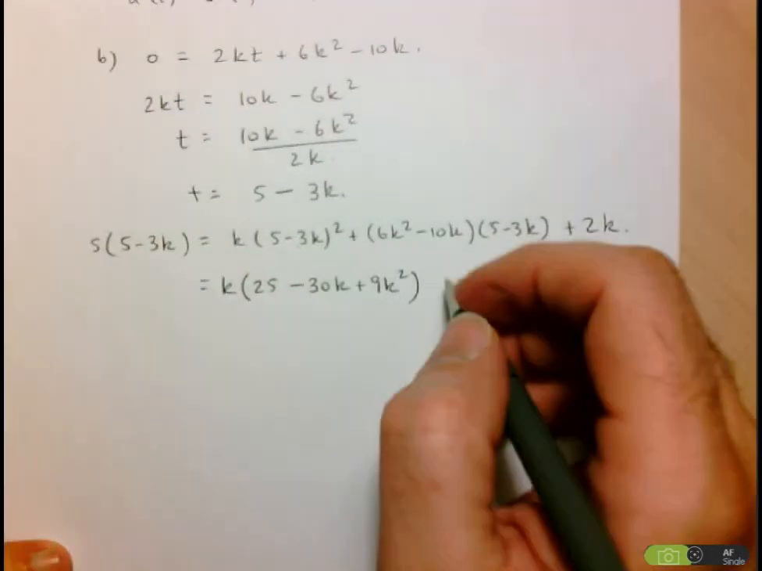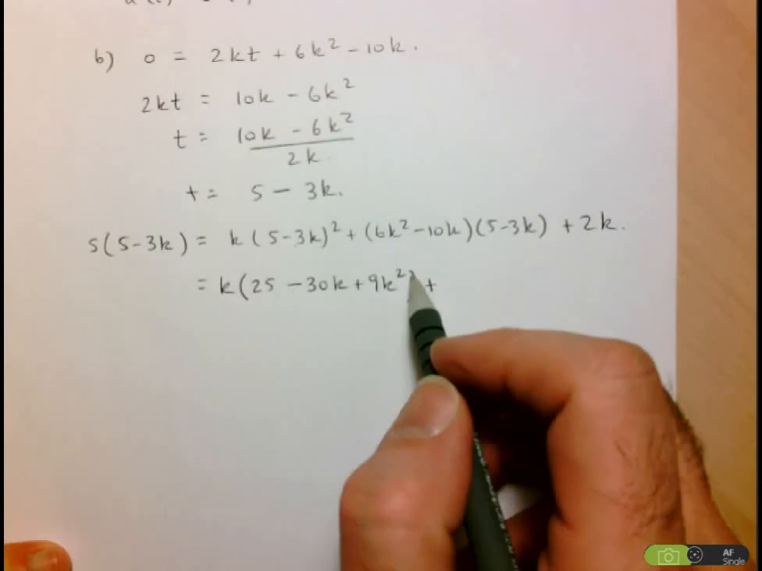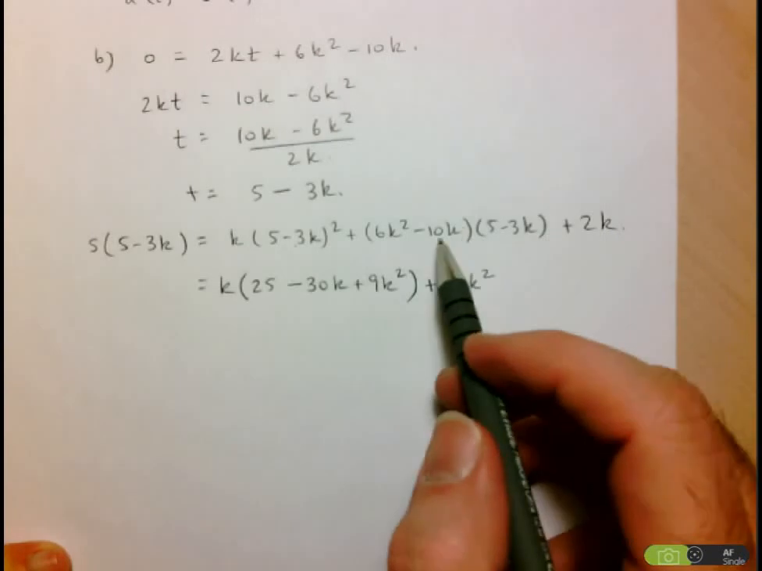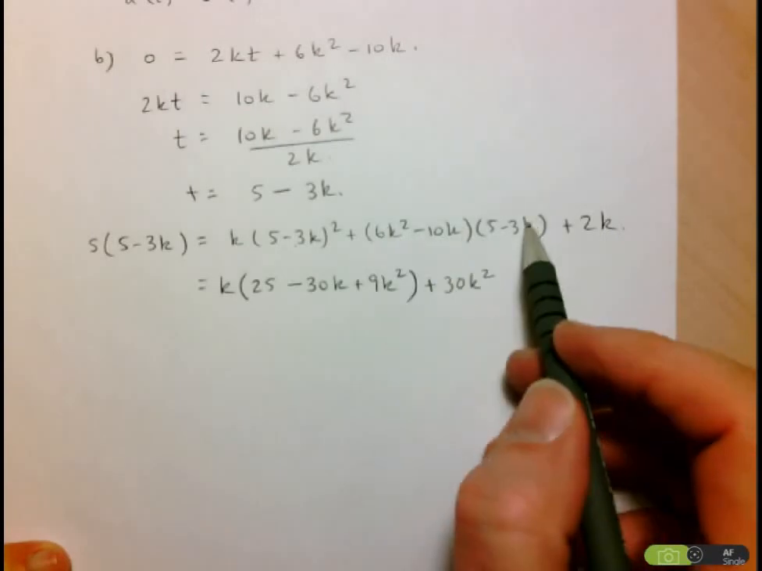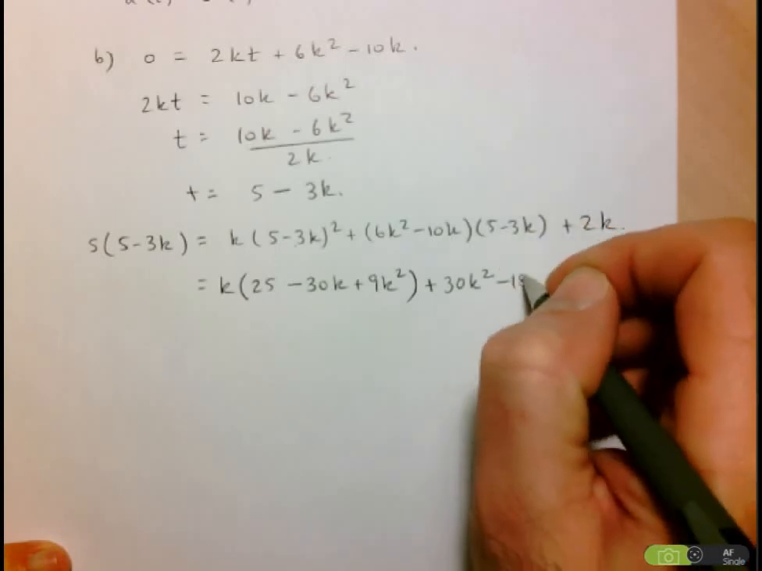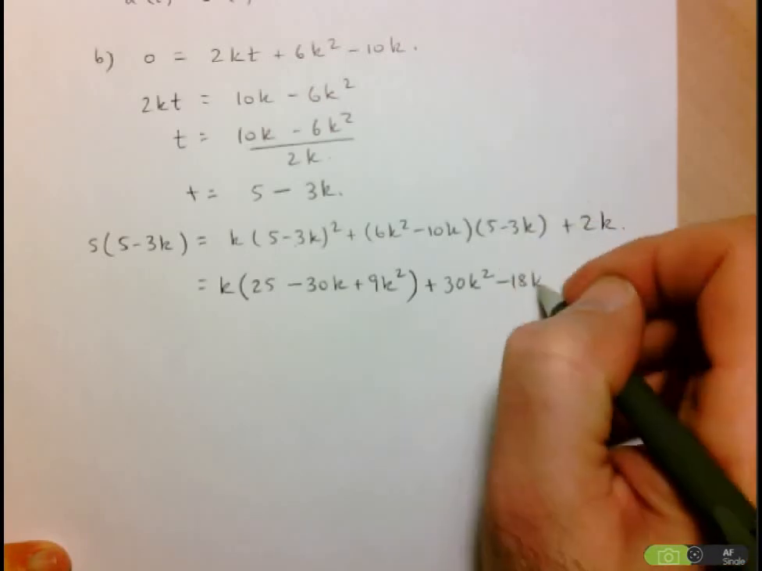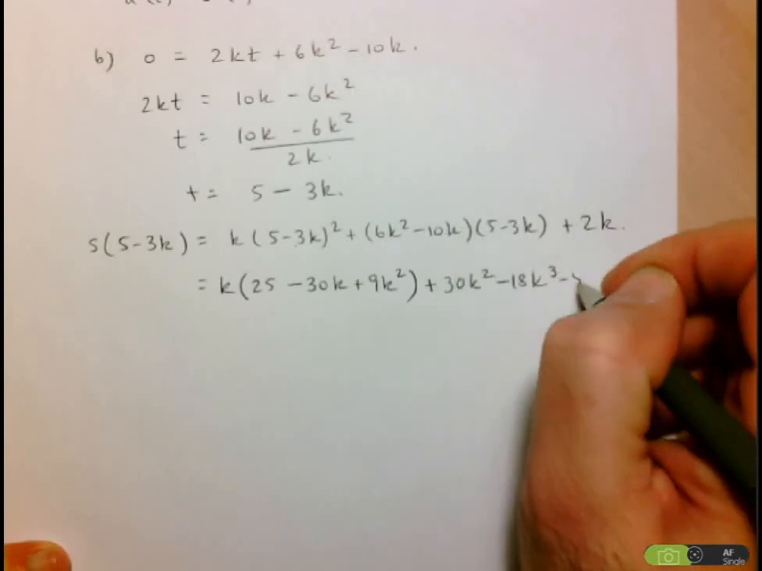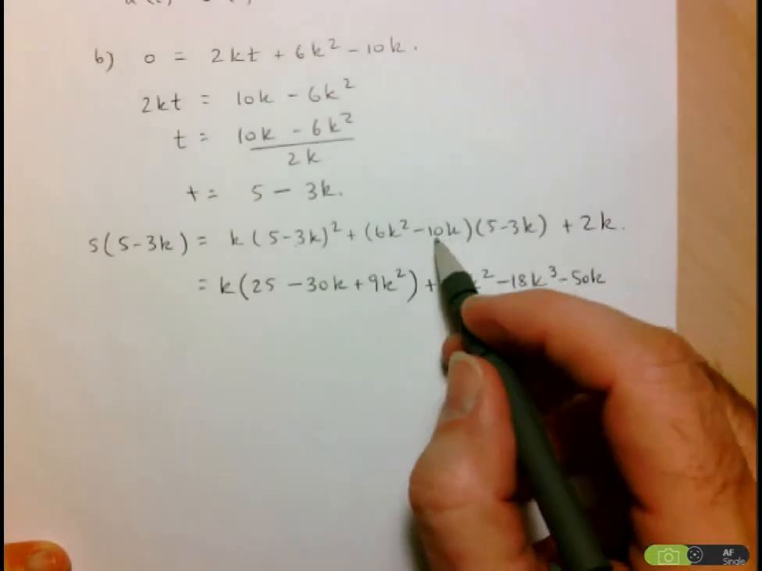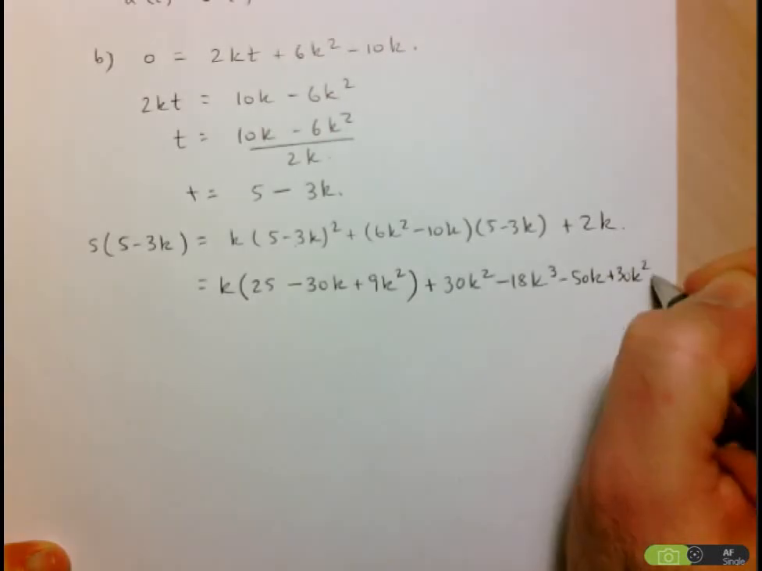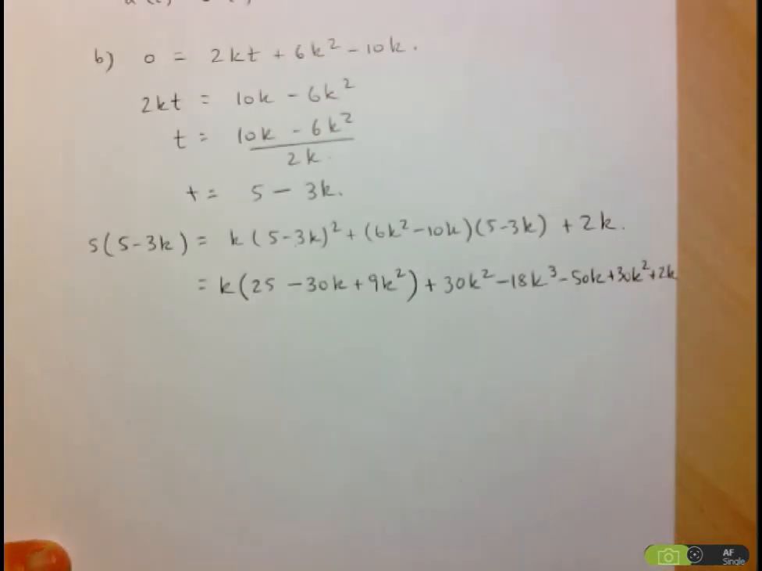Okay. Now let's multiply these two binomials. So we've got 30k squared. Let's see, what else do we have? Minus 18k cubed. Okay, then we've got minus 50k. And then here we've got plus 30k squared. And then plus 2k.